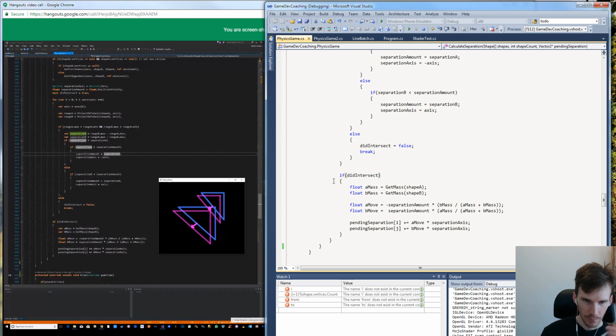Just so I'm clear, I didn't expect the bug to be that there's two separations happening. We're expecting two of them, aren't we? We apply pending separation to both A and B, so both shapes should have some separation. But because of the toy mass thing, they're both being moved a small amount, and the fact is that they end up going in the same direction. Yeah, so you'd expect them to separate in opposite directions, I guess.